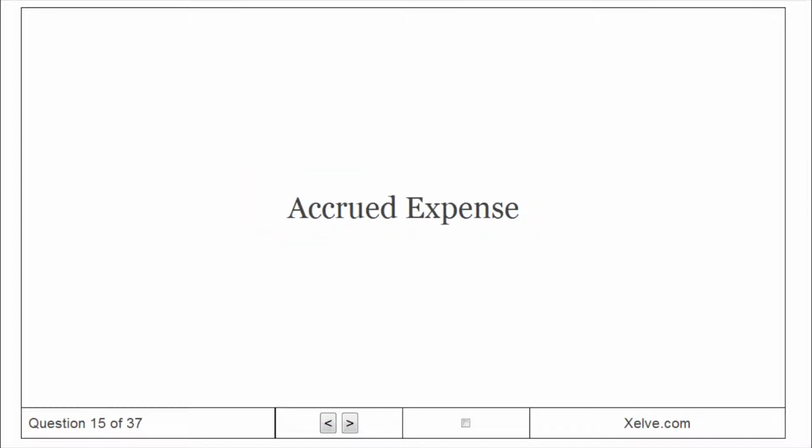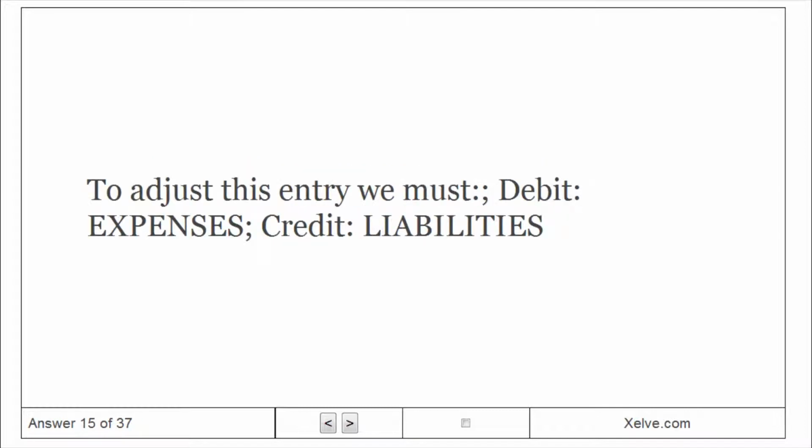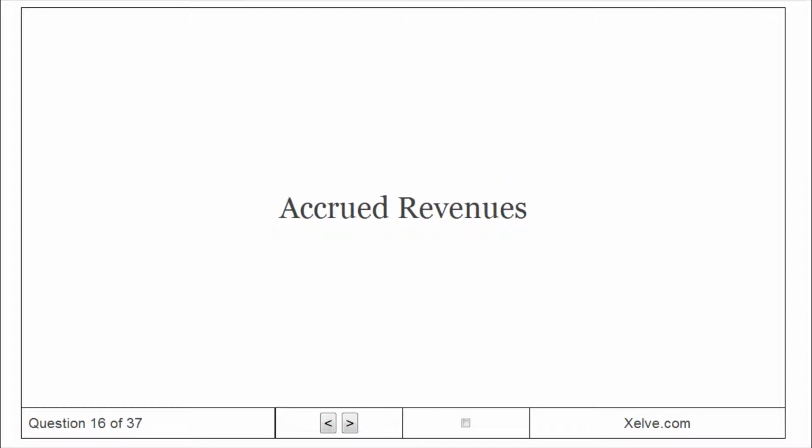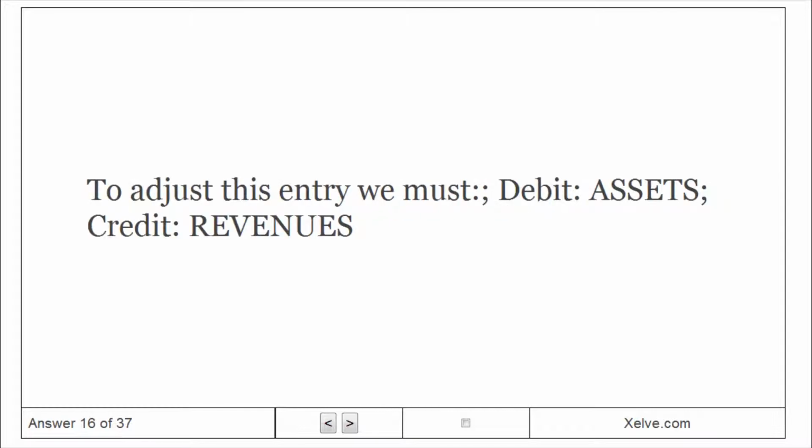Accrued expense: to adjust this entry we must debit expenses, credit liabilities. Accrued revenues: to adjust this entry we must debit assets, credit revenues.